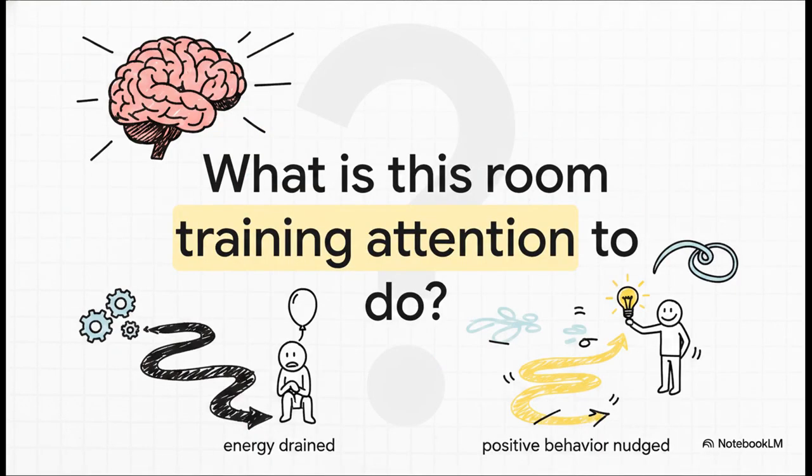So I want to leave you with this somewhat provocative question to ponder. What is this classroom training attention to do? When we start asking this, we stop blaming the learner. We stop obsessing over aesthetics. Instead, we start looking at the deeper behavioral logic of the room. We start to see exactly where energy is being drained and where positive behavior is being quietly, naturally nudged.